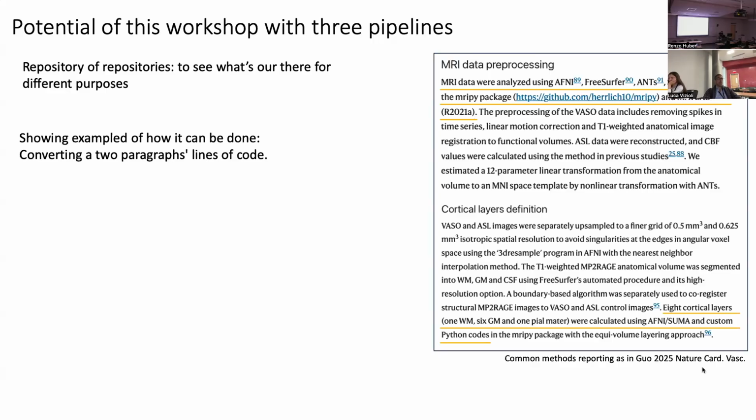Last week I was reading this paper, a double-digit impact factor, where they say data were analyzed using AFNI, FreeSurfer, ANTs, SPM, and MATLAB. And then specifically about the layers, they say eight cortical layers were calculated using AFNI, SUMA, and custom Python code. Right? What does it mean? How do I reproduce that if I download their data?